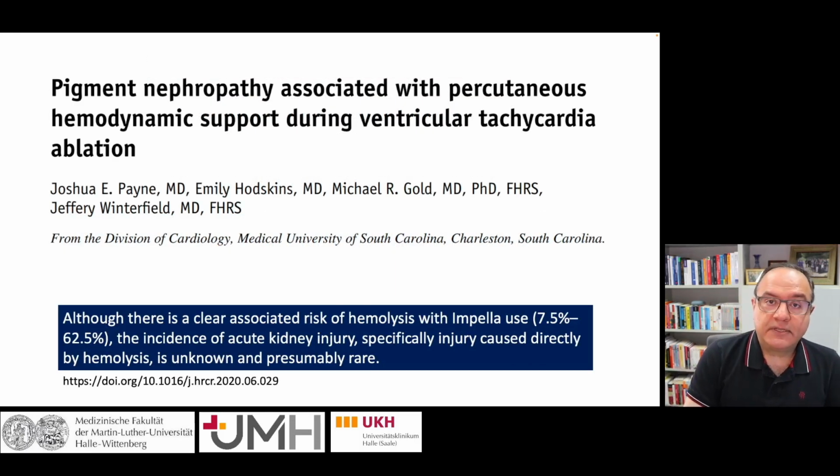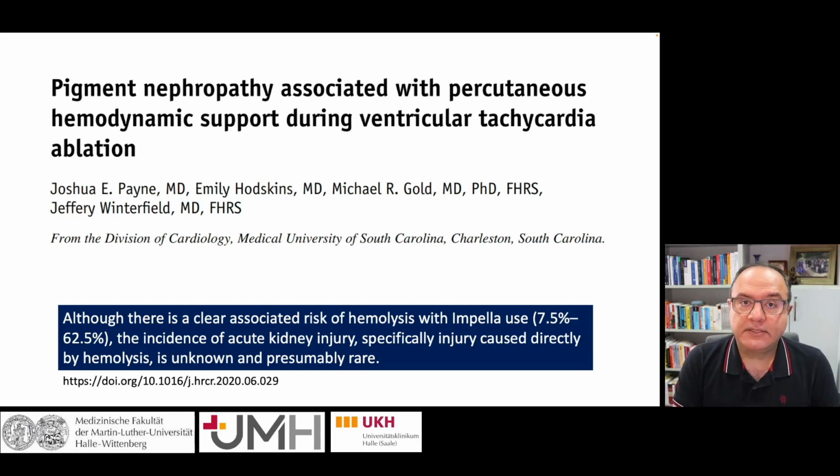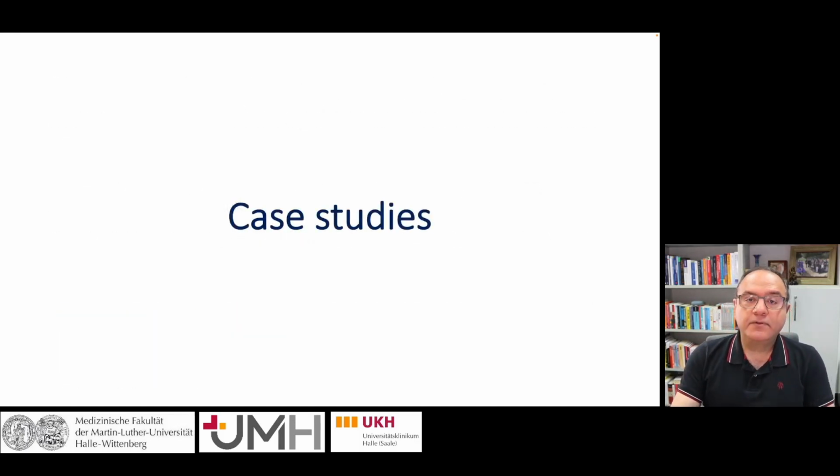Hemodynamic support has some complications, especially vascular access complications, but there are also some rare complications, as you can see here. In different studies, between 6 and 62% of the patients have some degree of hemolysis, and this may lead in very rare cases to acute kidney injury and acute renal failure, as you can see here. Now we go to our case studies.